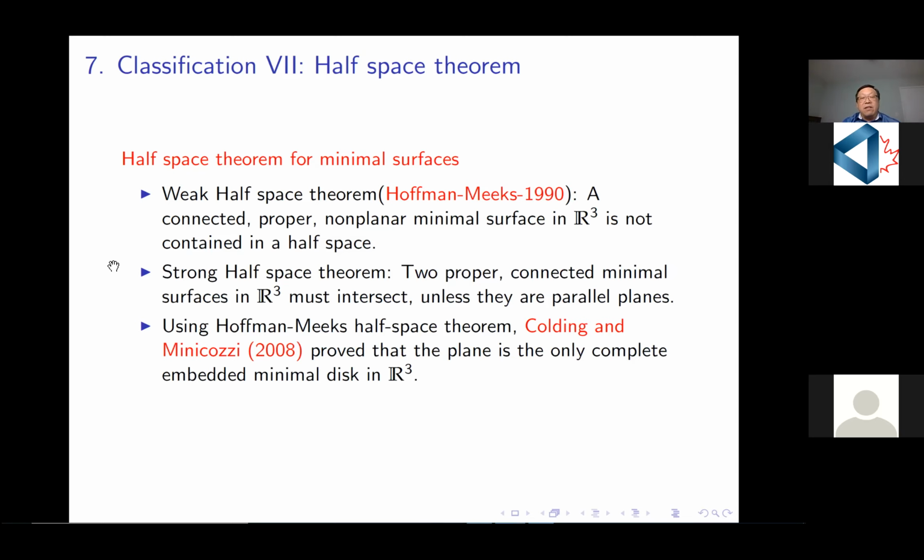Using this Hoffman-Meeks half-space theorem, Colding and Minicozzi in 2008 proved the so-called Yau's conjecture: the plane is the only complete embedded minimal disk in R3. So the half-space theorem is very important in minimal surface theory. So we want to ask, are there half-space theorems for the Allen-Cahn equation?